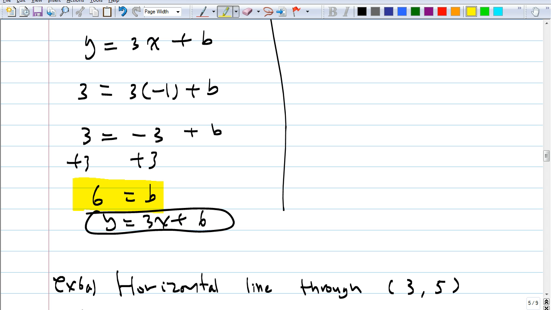It says they want an equation of the line that is horizontal through 3, 5. What's the equation of the horizontal line that goes through 3, 5? Go ahead, figure this out with the group. With your group, think about this.